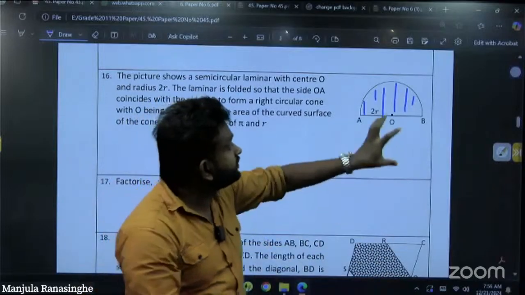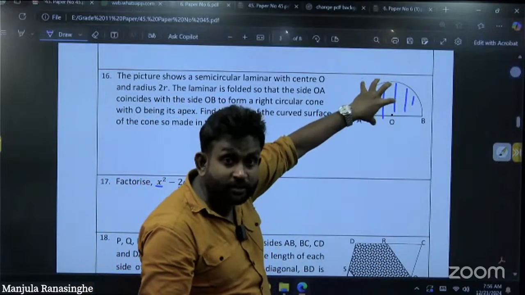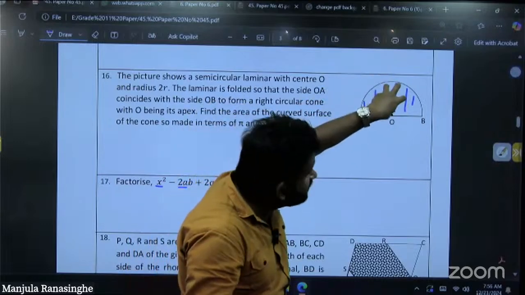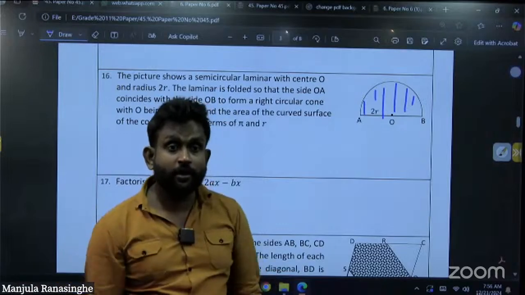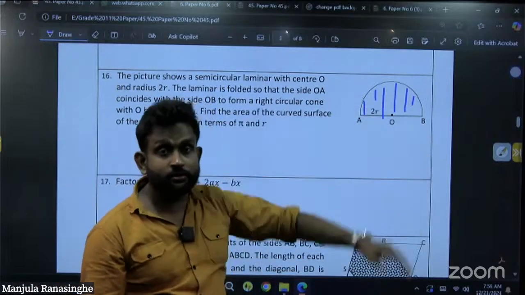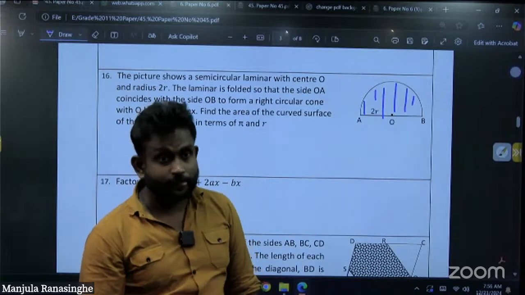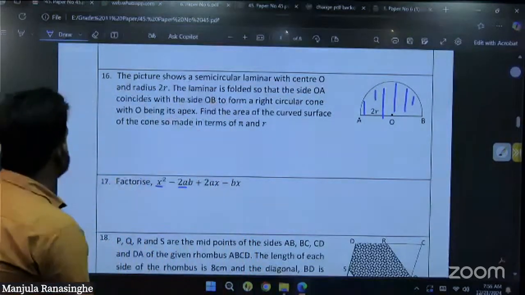The curved surface is created with use of this kind of sector. Okay, now curved surface area is equal to the area of this sector. So we found the area of this sector, that is equal to the curved surface area of the cone. That's the logic.